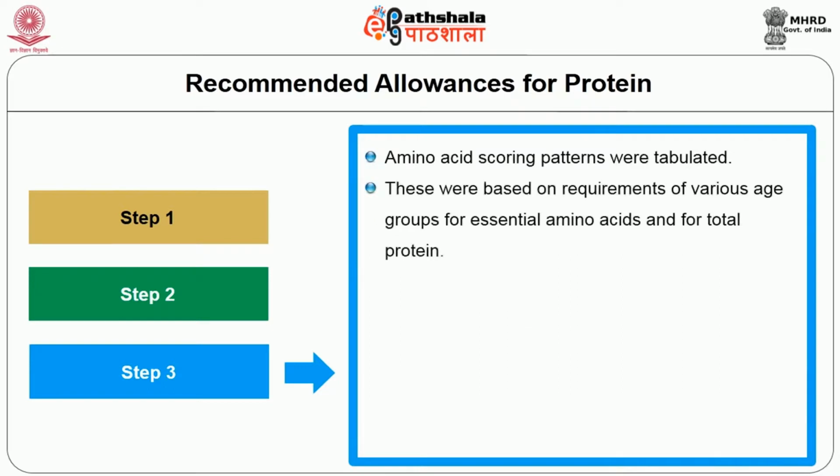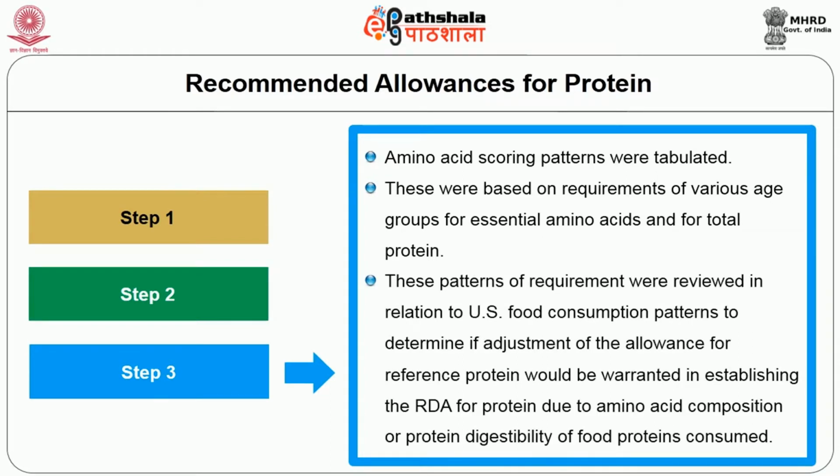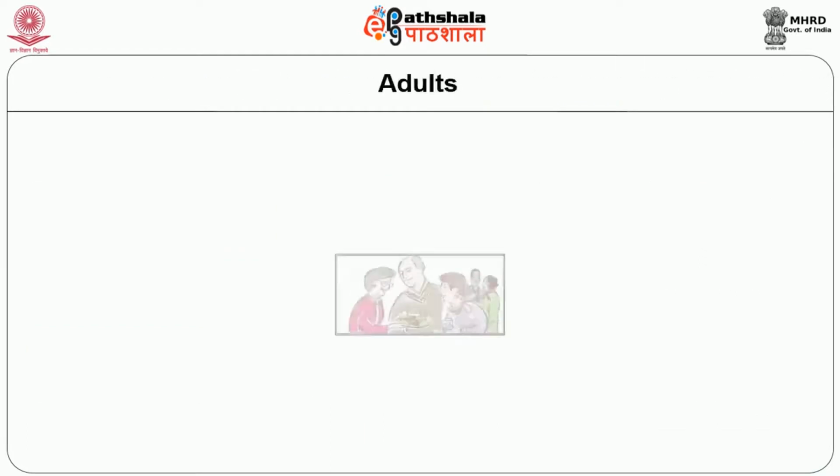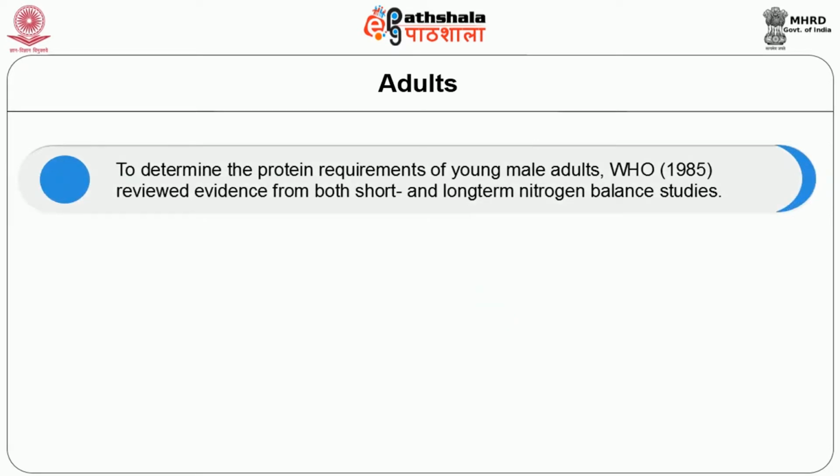These are based on requirements of various age groups for essential amino acids and for total protein. These patterns of requirement were reviewed in relation to US food consumption pattern to determine if adjustments of the allowances for reference proteins would be warranted in establishing the RDA for protein due to amino acid composition or protein digestibility of food proteins consumed. Now let us learn about the requirement for reference protein and its variability.